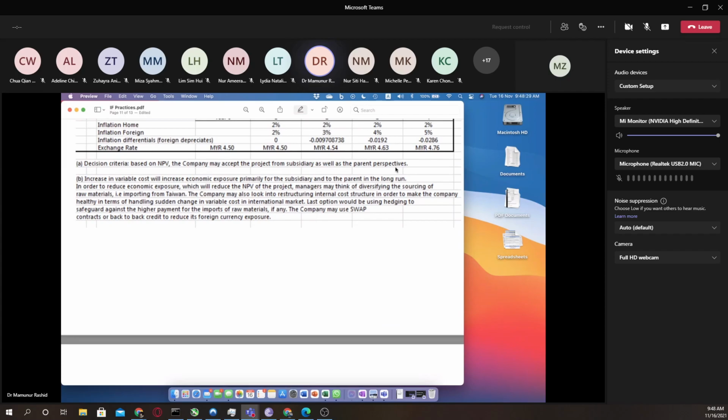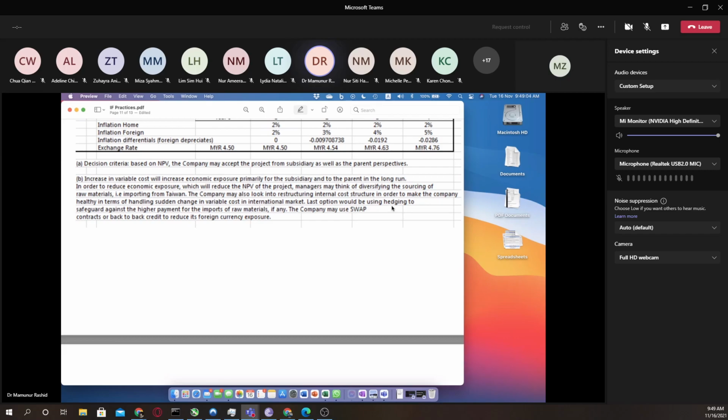Increase in variable cost. What are the other factors that you need to consider? Increase in variable cost will increase economic exposure primarily for the subsidiary and the parent in the long run. In order to reduce economic exposure, which will reduce the NPV of the project, managers may think of diversifying the sourcing of raw materials, importing from Taiwan, for example. The company may also look into restructuring internal cost structure in order to make the company healthy in terms of handling sudden change in the variable cost in international market.